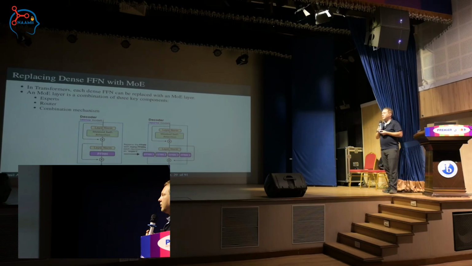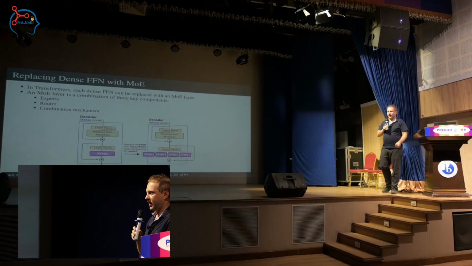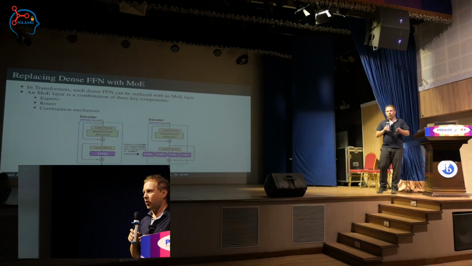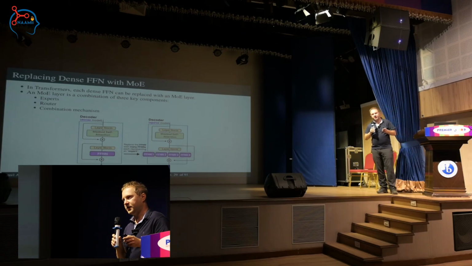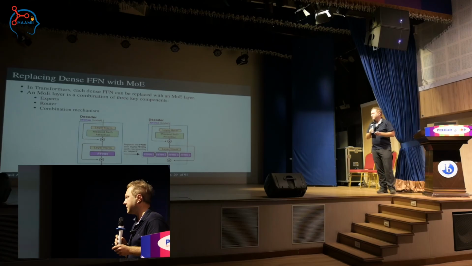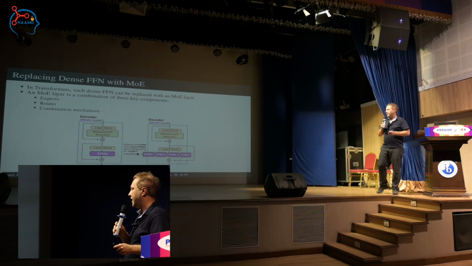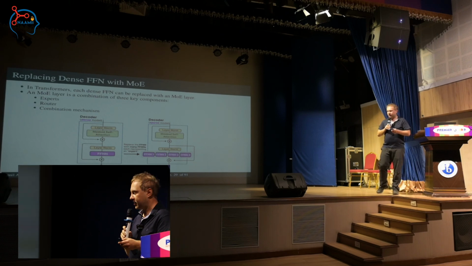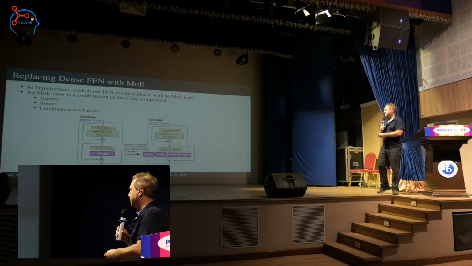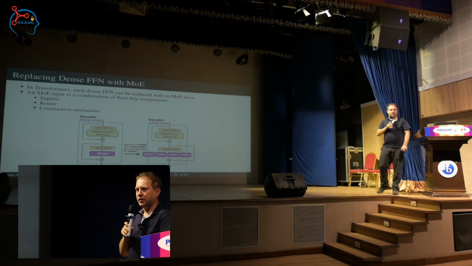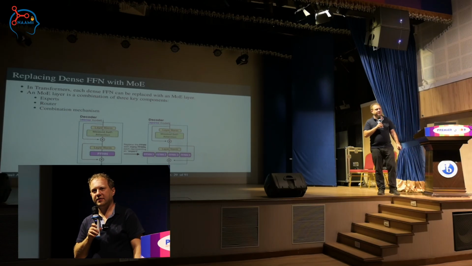And then at the end we will have the combination mechanism. Will we select certain experts, or should we select all experts? That is the question for the combination mechanism that we will answer. So a mixture of experts layer consists of these three elements: experts, router, and combination mechanism. Are there any questions? For now, we're just covering the basics.